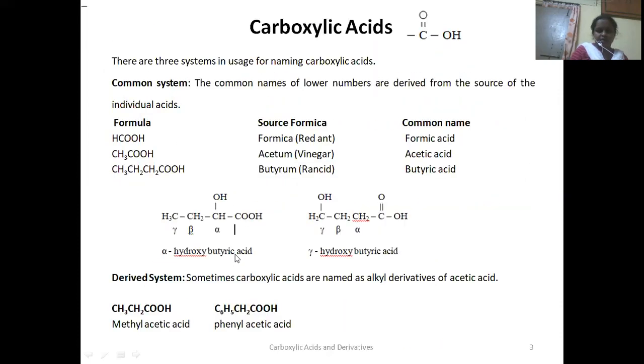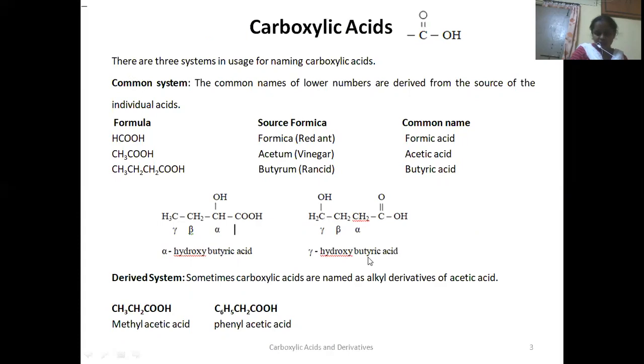Let us take one more example here. This one, the same procedure you have to follow. First see the number of carbons in this carboxylic acid. 1, 2, 3, 4. Now give the numbering, not here, but start from here. The carbon next to this carboxylic acid will get alpha, beta, gamma. And there is a substituent of OH on this gamma carbon, therefore gamma hydroxy butyric acid.